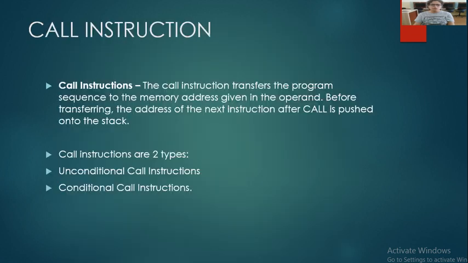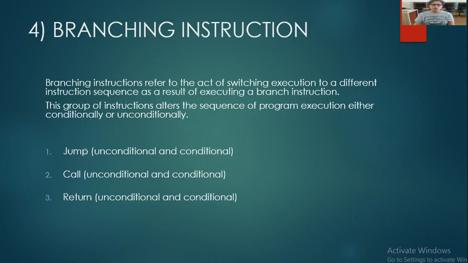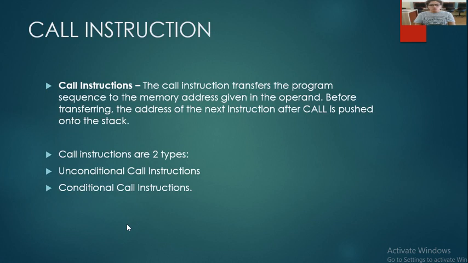So let's start with the next group of branching instructions. The second group of branching instructions is the call instruction. As I have told you, there are a total of 3 groups: jump, call, return. So next is the call instruction. Now what is the call instruction?